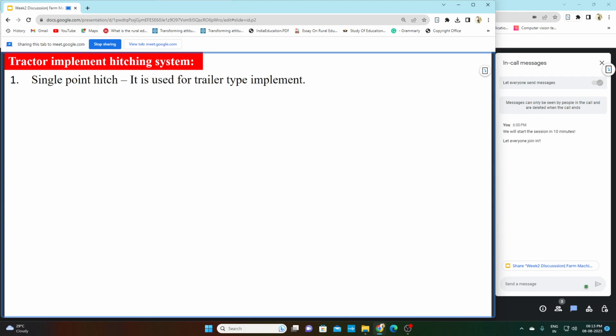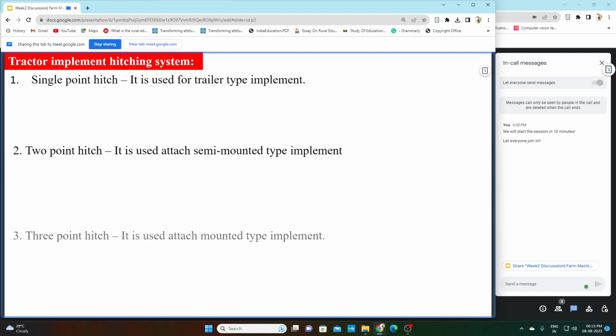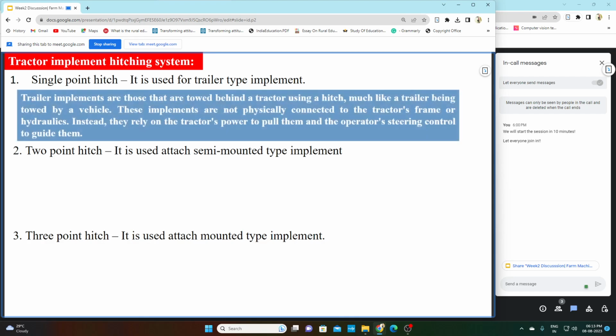According to the hitch system we classify our equipment in three parts. One is single point hitch, which is mainly used for trailer type implements. Second is two point hitch, used for semi mounted type implements. And third is three point hitch, used for mounted type implements. Now what is this trailer type implement? Trailer type implements are those that are towed behind a tractor using a hitch. It means we are not connecting all the 3 points, we are connecting only one single point hitch, that is the top link.